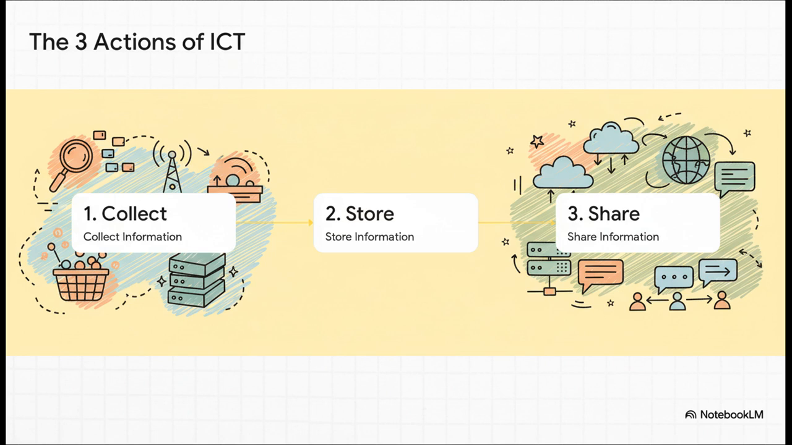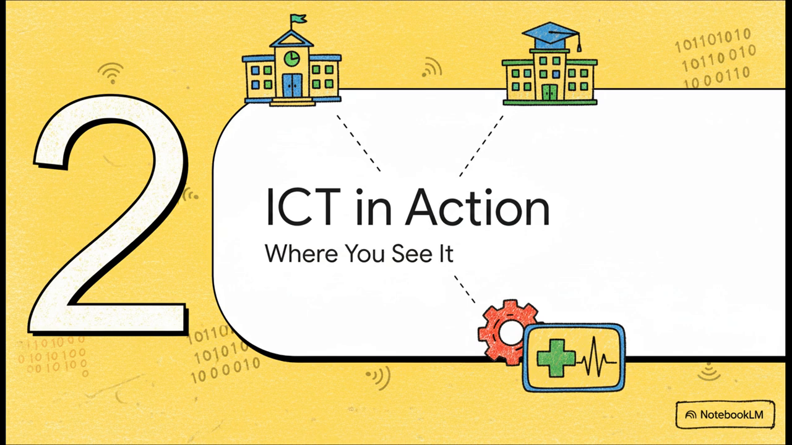And when we say manage information, it really just boils down to these three simple things. First, ICT helps us collect information, like when you type out a text message. Second, it stores that information, saving it on your phone or up in the cloud. And third, it shares it. That's what happens when you hit send. Collect, store, share. That's the basic recipe. Okay, so that's the what. Now let's talk about the where. Because once you start looking for this system, you realize it is absolutely everywhere. I bet you'll recognize these examples.